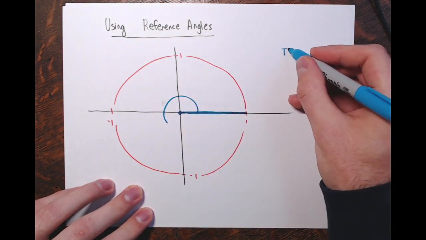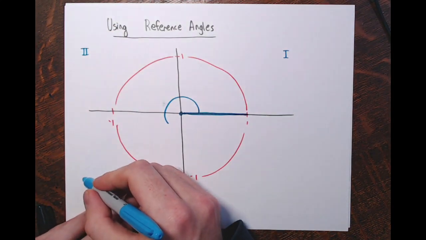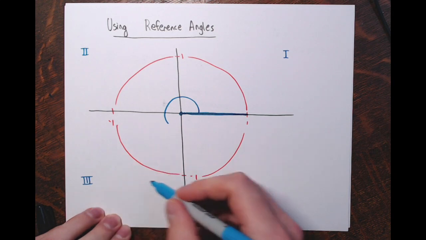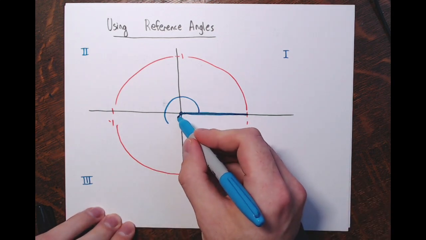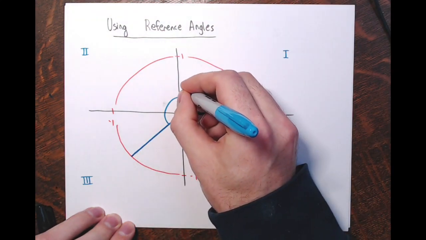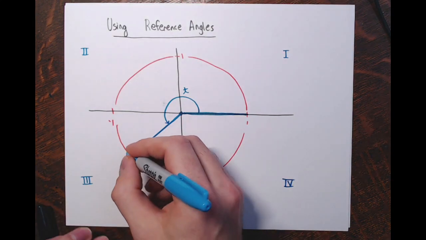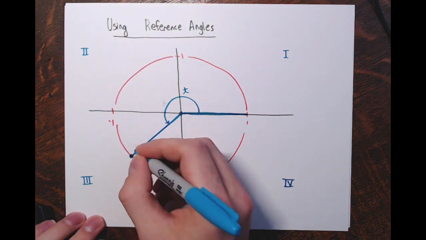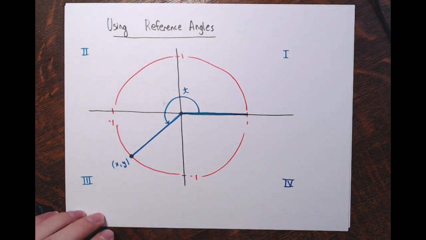Remember the quadrant numbers, right? Quadrant 1 is in the upper right corner, and then it goes counterclockwise. 1, 2, 3, 4. Right? So say my angle here ends in quadrant 3. So here's angle T again that I just drew. And again, it ends at a point on the unit circle, say x, y.